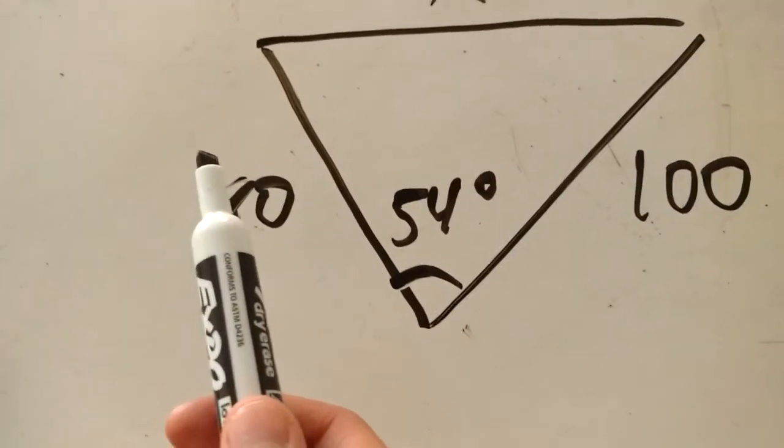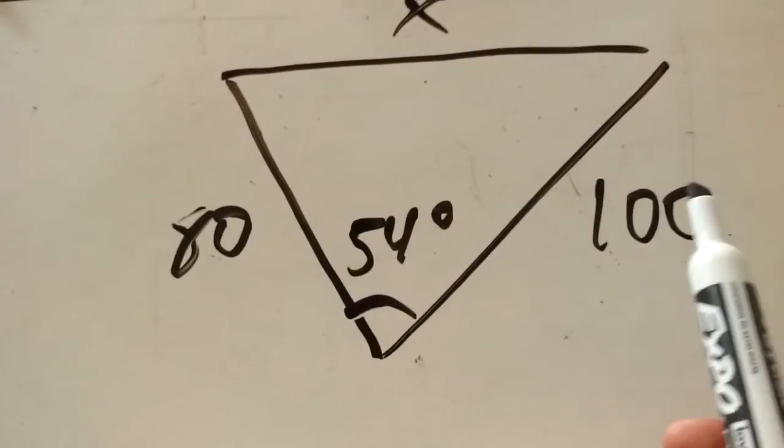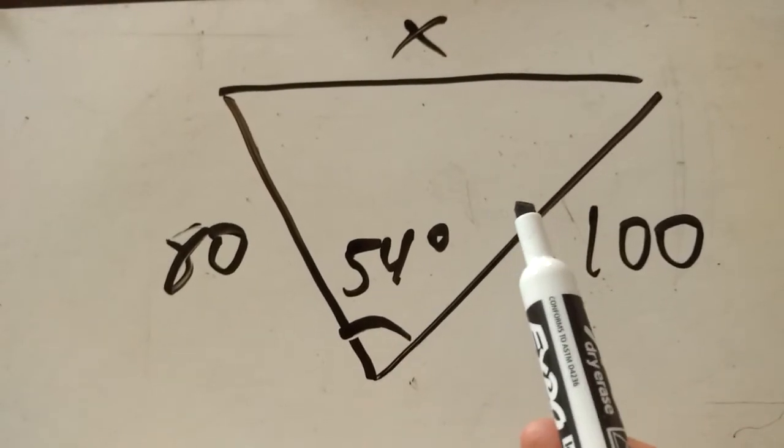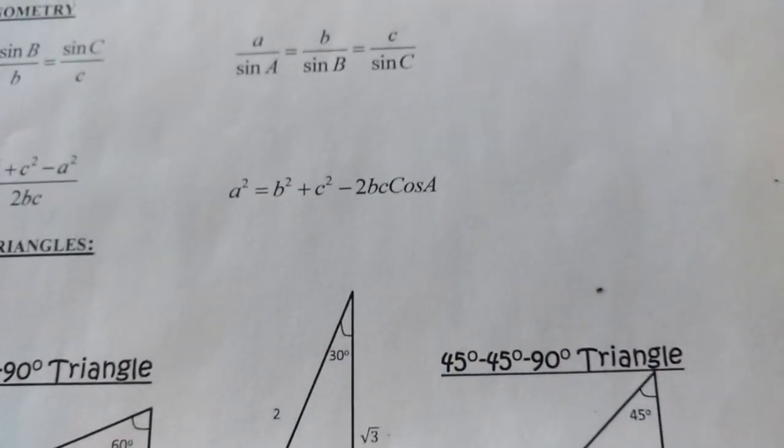Since we have a side, an angle, and a side, this is an SAS triangle. In other words, we're going to have to use cosine law. So, cosine law, again, we have two formulas. Since we're looking for a missing side, this is the one we're going to use. If we were looking for a missing angle, we'd be using this one. But this is the one we're using because we're looking for a missing side.